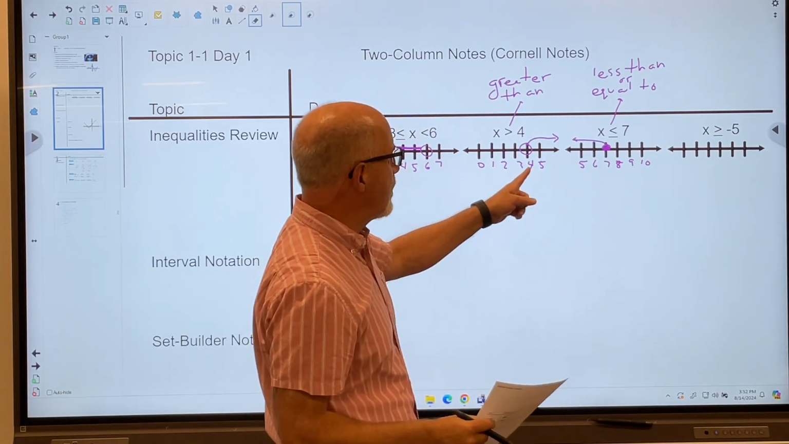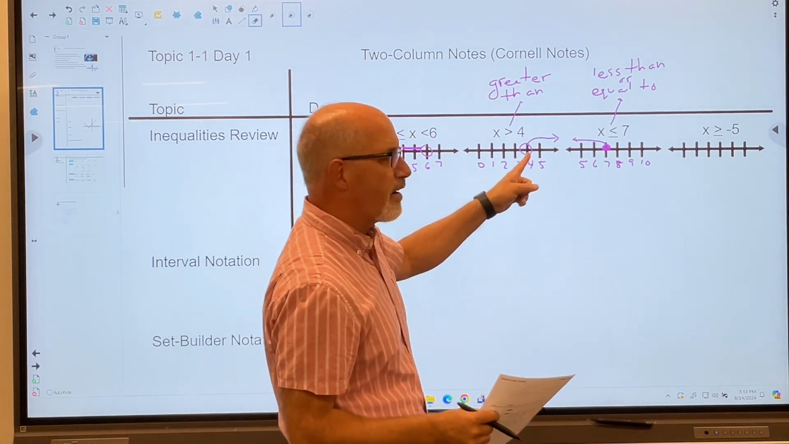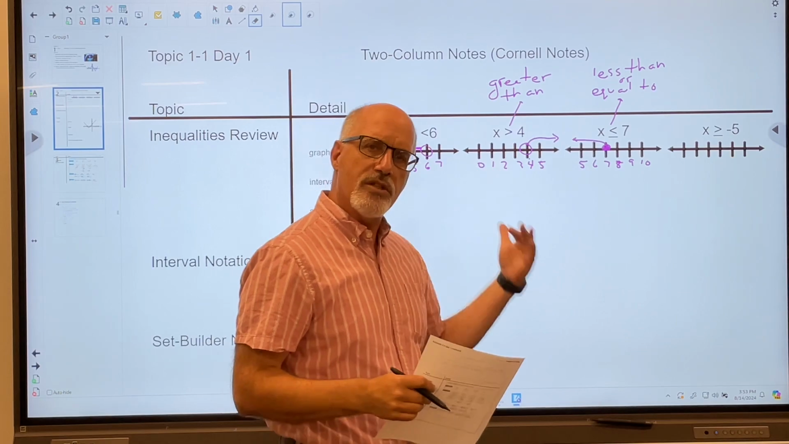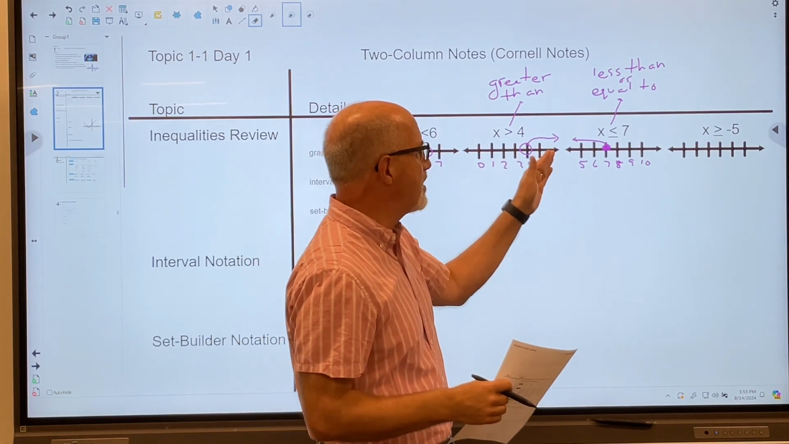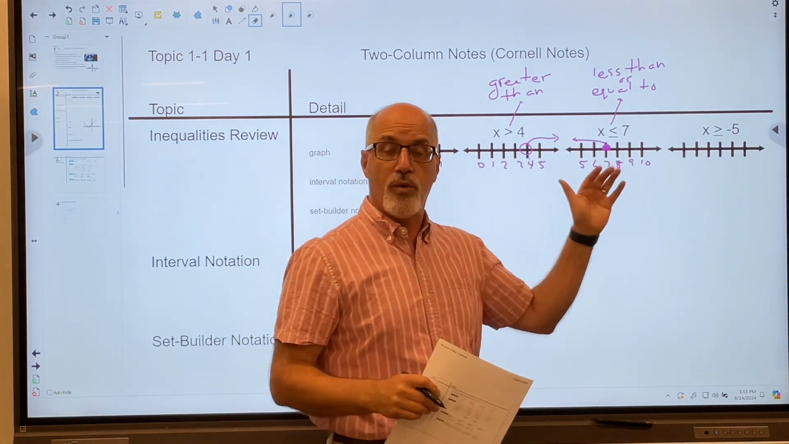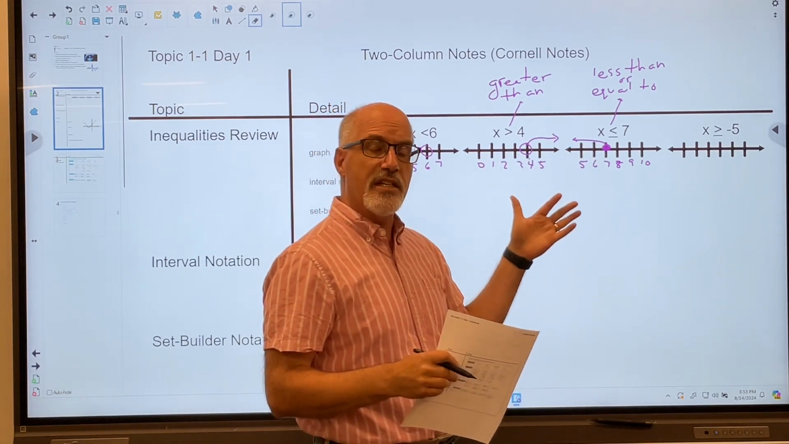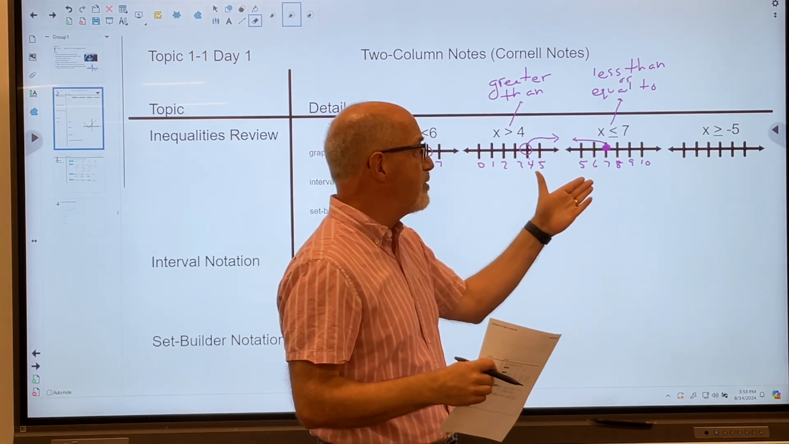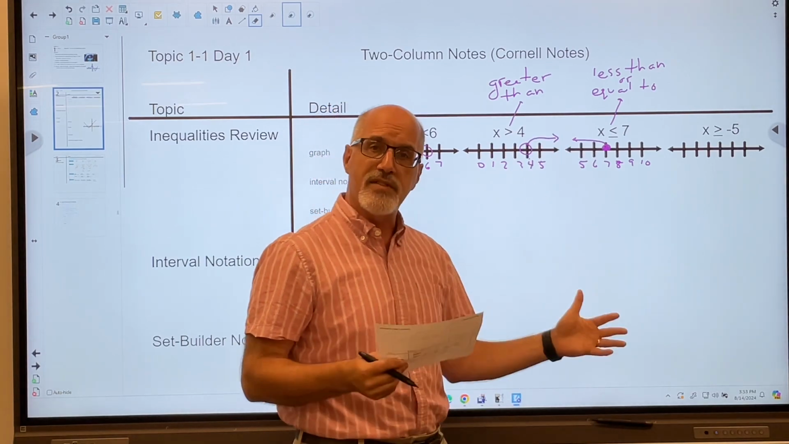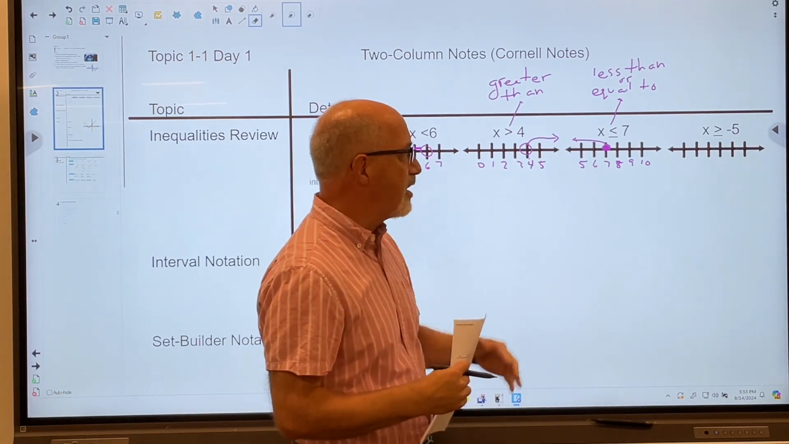Okay, so this one, greater than 4, would include like 4.8, 4.2, the numbers in between, 5.7, and like 100 or 1,000,000 is included in that. Whereas this includes all the numbers below 7 and includes 7. So like 0, -10 would be included in this inequality.